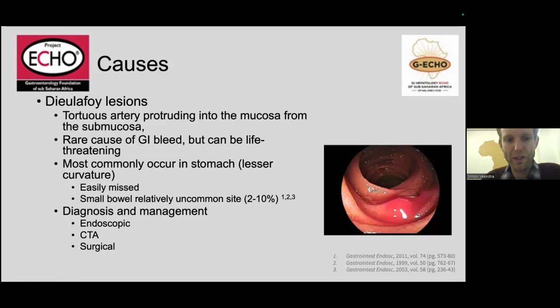Dieulafoy lesions are these tortuous arteries protruding into the mucosa. They're a rare cause of a GI bleed, but obviously can be life-threatening and are a cause for these brisk, massive upper GI bleeds. They mostly occur in the stomach, but up to 10% can occur in the small bowel. And again, management is either endoscopic, with angiography, or via surgery.